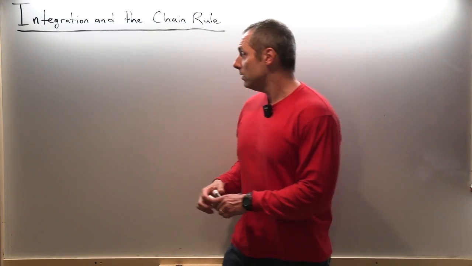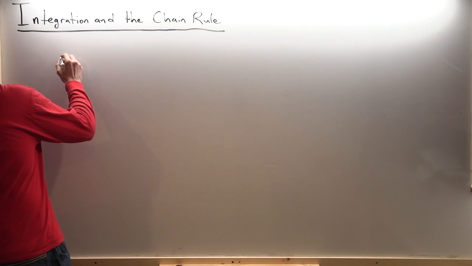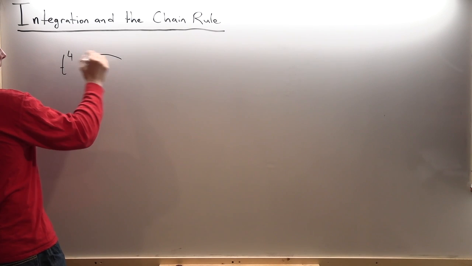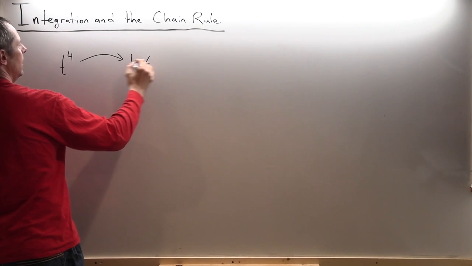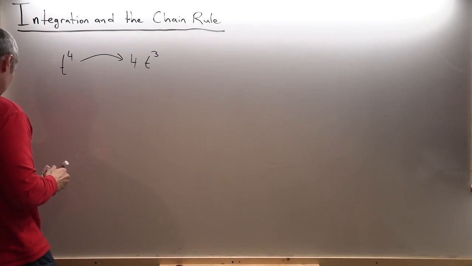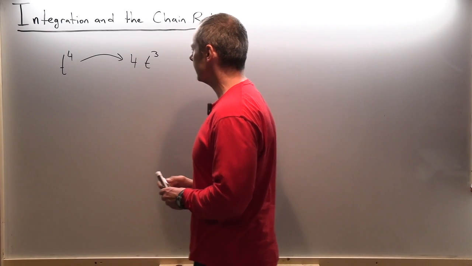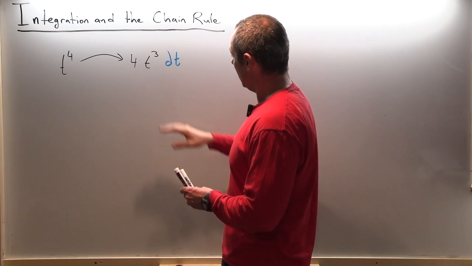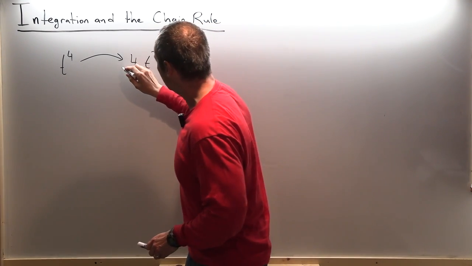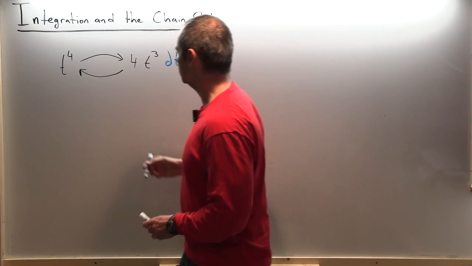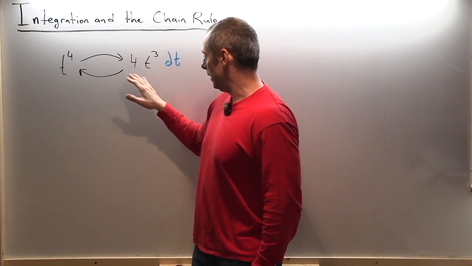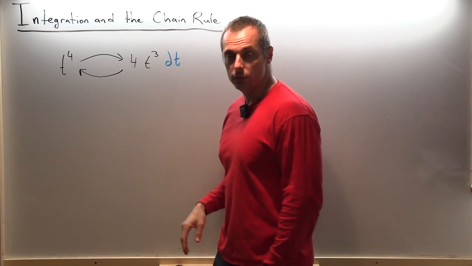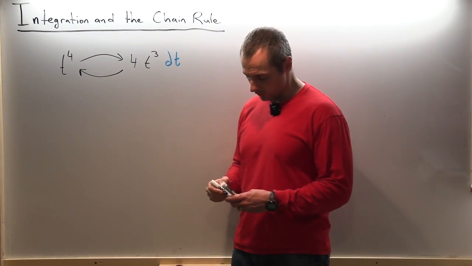the function. For example, if I start with a function t to the fourth power and I take the derivative, remember what I do is I bring the 4 to the front and then I subtract 1 from the exponent and I get 4t to the third power. If I add a dt, then if I integrate this, I get back the original function. This is why we call the integral the antiderivative. You follow the process for taking derivative in reverse.